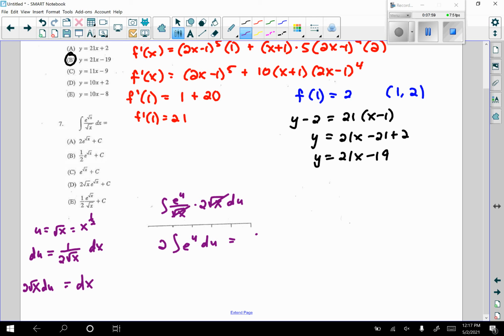So now this becomes 2. Antiderivative of e to the u is just e to the u plus c. Well, u is radical x, so we get 2e to the radical x plus c, and that's A.